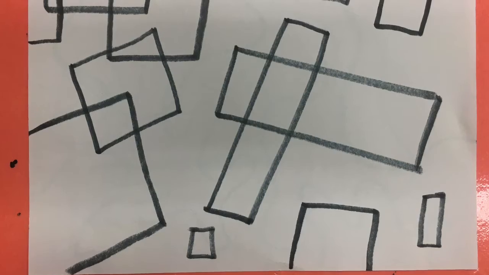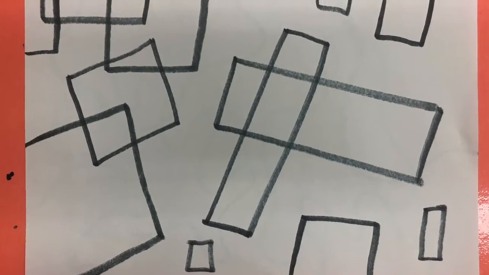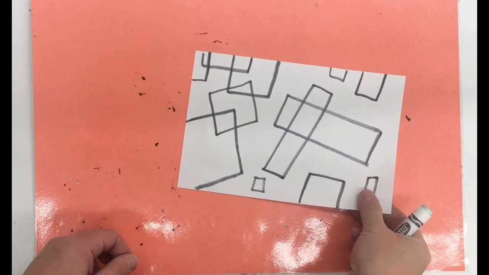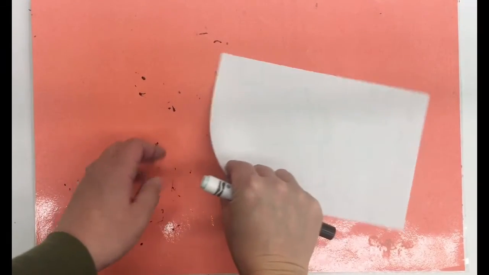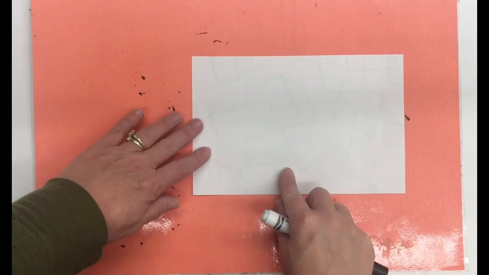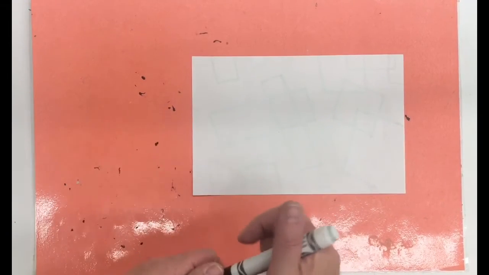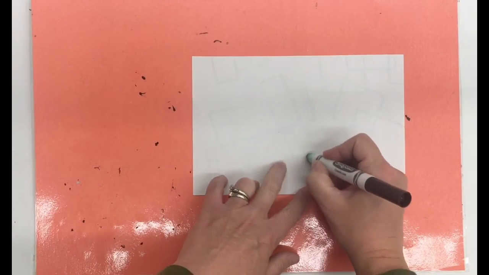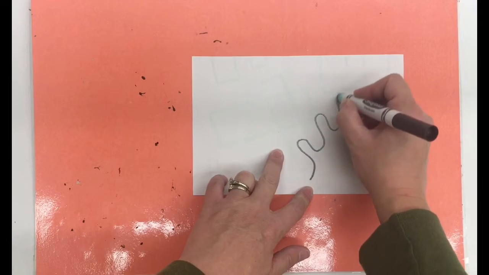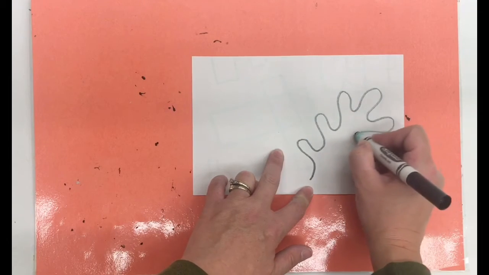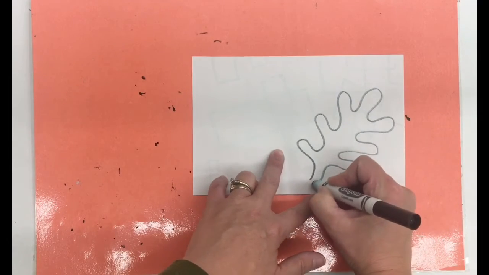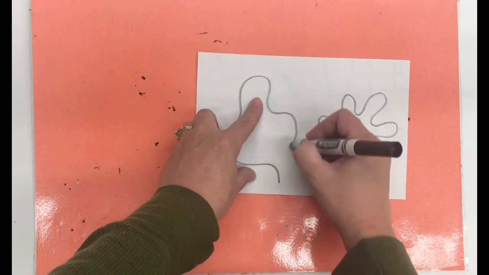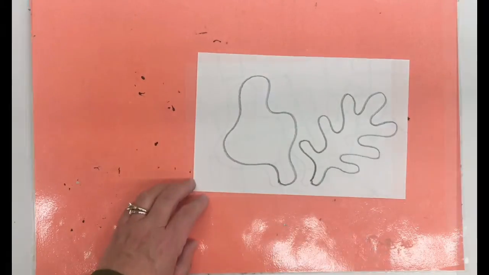See how some of my rectangles are even going off the edge of my paper. I'm going to try the same idea on the back side of my sketchbook paper, but this time I'm going to try overlapping organic shapes. My organic shapes have soft, rounded edges. Yours can too, but they don't have to. They could have sharp, pointy edges.